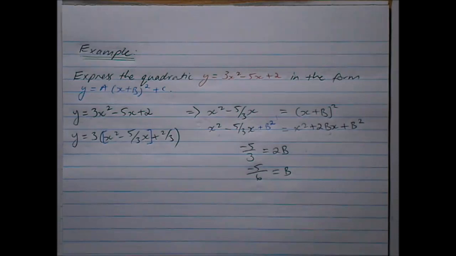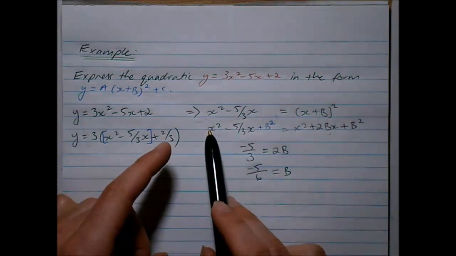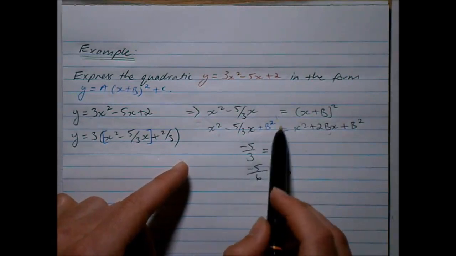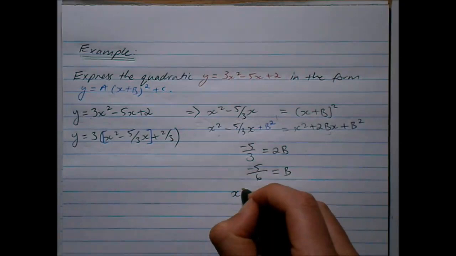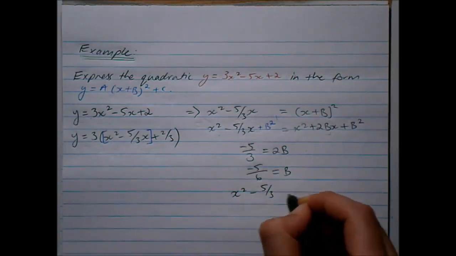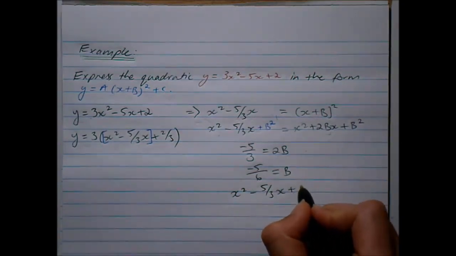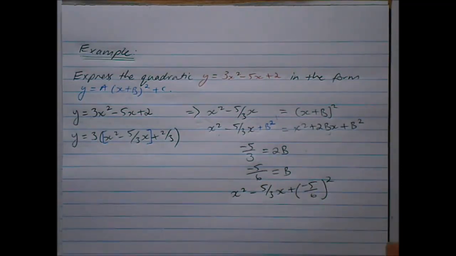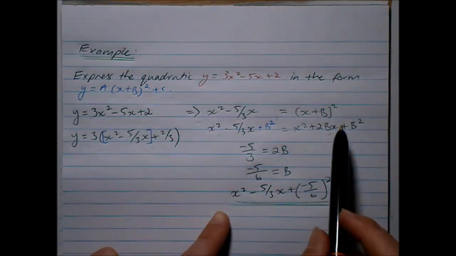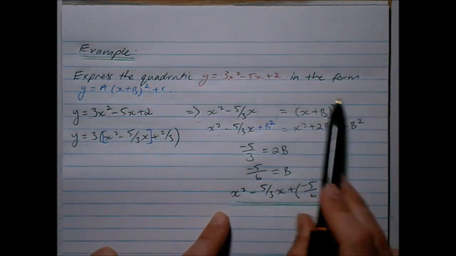Just divide that 2 to the other side. So when we look back up here, and we have that b squared term, we can now fill it in and get a final quadratic. We get x squared minus 5 on 3x plus our b term squared, so negative 5 on 6 squared, okay? And this quadratic here is actually going to be able to be factorized in this form, x plus b squared.